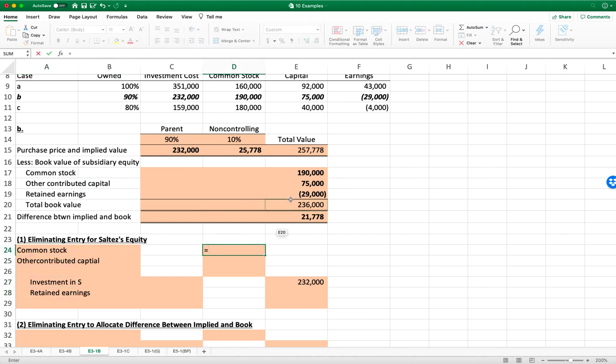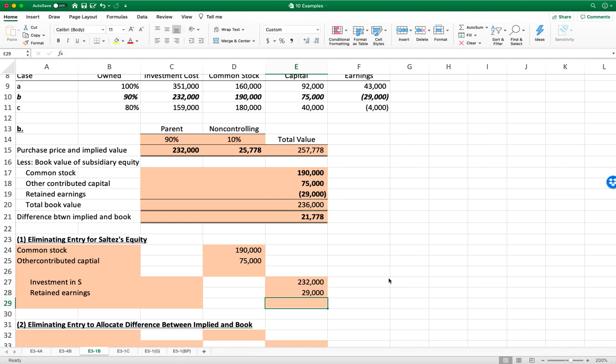So common stock will be a debit of $190,000. Other contributed capital will be a debit of $75,000. And retained earnings will be a credit of $29,000.